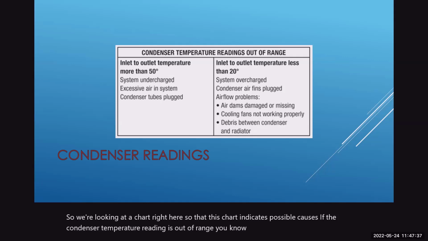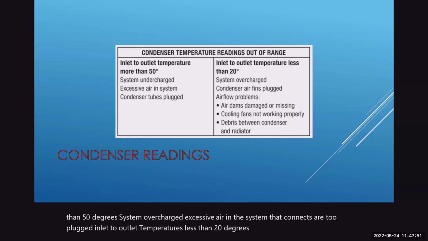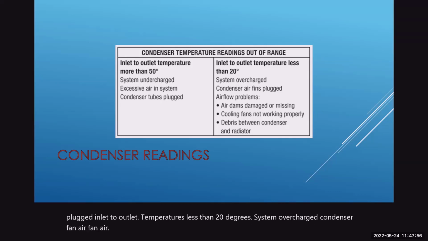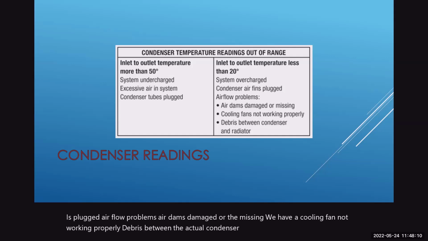Inlet to outlet temperature more than 50 degrees: system overcharged, excessive air in the system, condenser tubes plugged. Inlet to outlet temperature less than 20 degrees: system overcharged, condenser fan or air fins plugged, airflow problems like air dams damaged or missing, a cooling fan not working properly, or debris between the condenser and the fan itself.